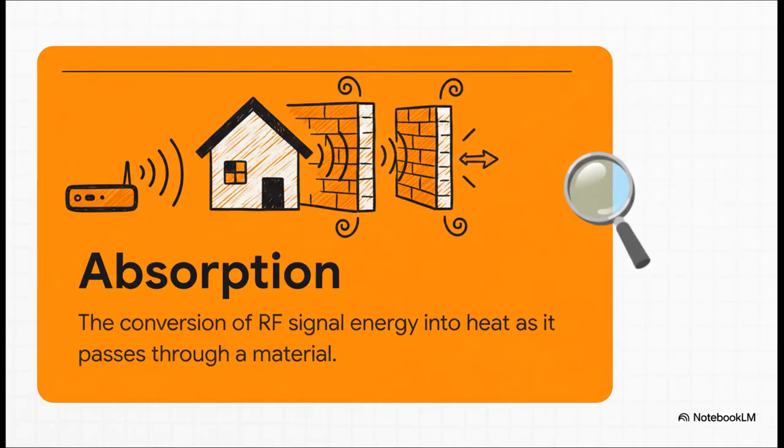And finally, we have absorption. You see, when a radio wave passes through a material, some of its energy gets converted into a tiny amount of heat, and that weakens the signal. This is the number one reason your Wi-Fi signal gets weaker as you walk into another room. The walls are literally absorbing the signal's energy.